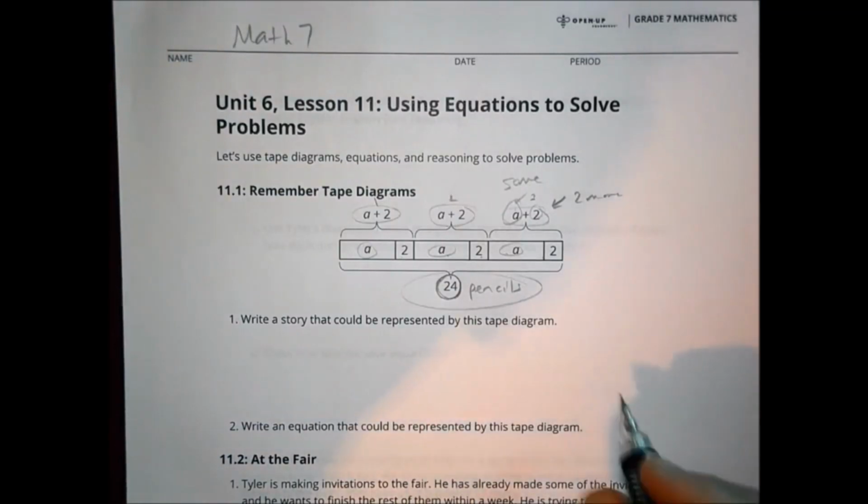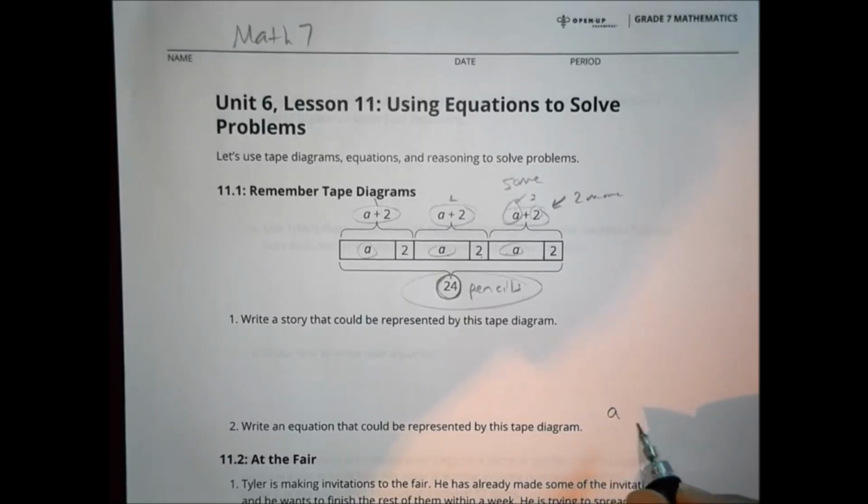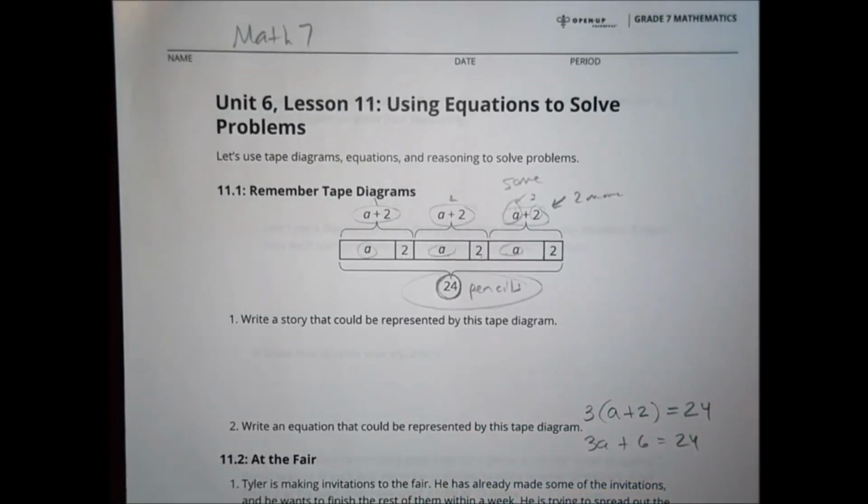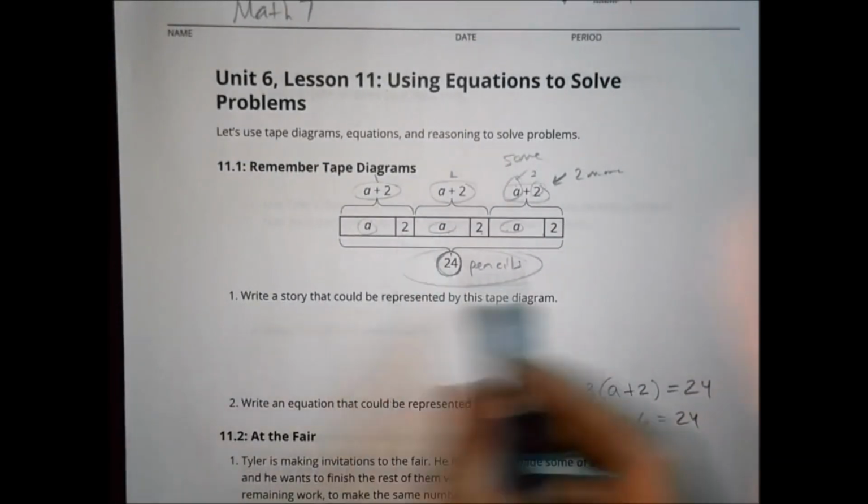As an equation, that would look something along the lines of he gives each person some pencils, a, plus 2 more, and because there are 3 friends, that's times 3, and in total we know that he started with 24. So that's what that could look like as an equation to represent that tape diagram. We could also distribute that, and it could also be 3a plus 6 equals 24, and that would also be another equation that would be acceptable for what we see in this tape diagram.